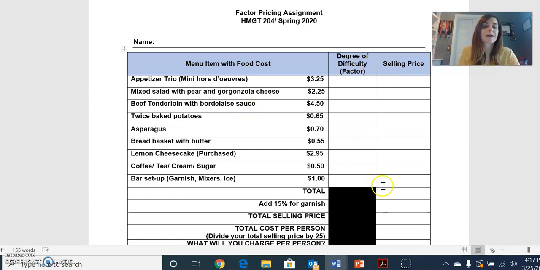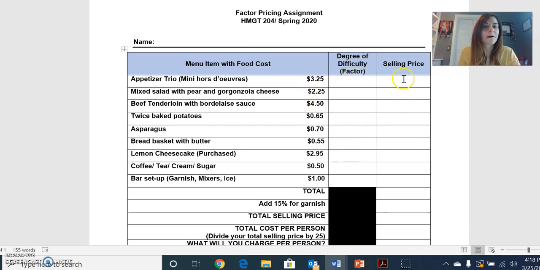So you're going to do that for every single item that you have here, okay? So you have your food costs. You're going to decide what your degree of difficulty is. And there's really no right and wrong here. I mean, okay, if you were to put a 5 here for the lemon cheesecake and it's a purchased item and you're telling me that it's going to be 5 difficulty, all right, I might mark that as wrong, but I'm not going to really argue if you think something is a 4 or a 5. That's kind of a personal choice for you guys.